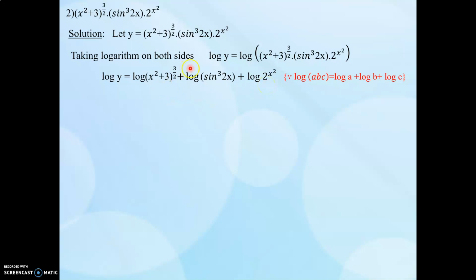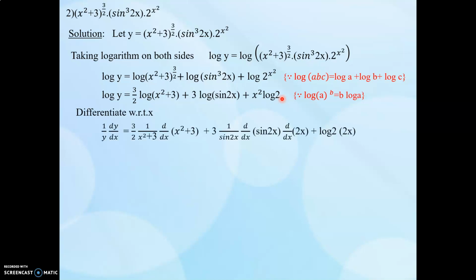Now we'll apply the law of exponential in the next step. So 3 upon 2 into log of (x square plus 3) plus log of sine 2x whole cube. Sine cube 2x can be written as (sine 2x) whole cube. So that will be in the format log a raised to b, which can be written as b log a by the law of exponential, plus the logarithm of 2 raised to x square. So here x square is in the format of this b. So x square log 2.